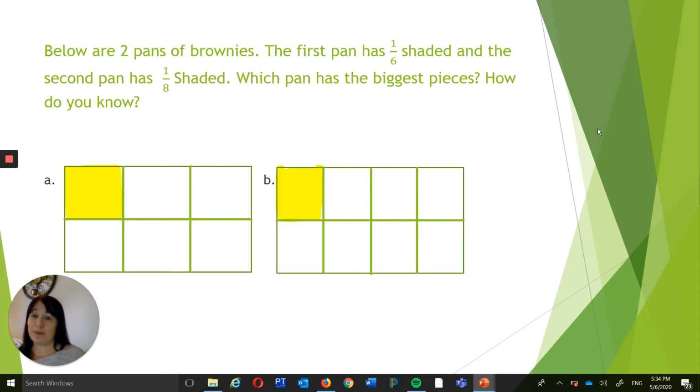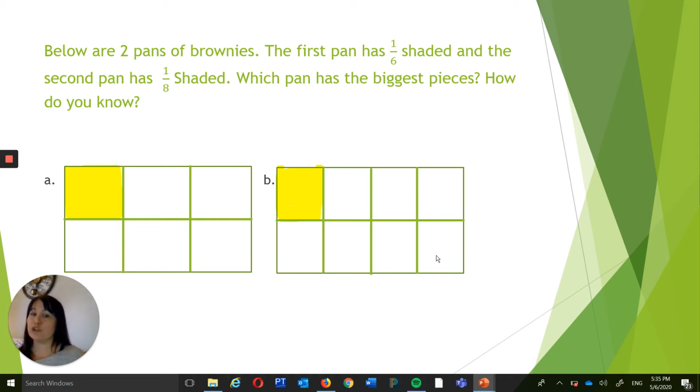All right, third graders, now we're going to do another problem together. Below are 2 pans of brownies. The first pan has 1/6 shaded, and the second pan has 1/8 shaded. Which pan has the biggest pieces? How do you know? So I want you to take a look at pan A. I have partitioned pan A into 1, 2, 3, 4, 5, 6 pieces, and I have partitioned pan B into 1, 2, 3, 4, 8 pieces.